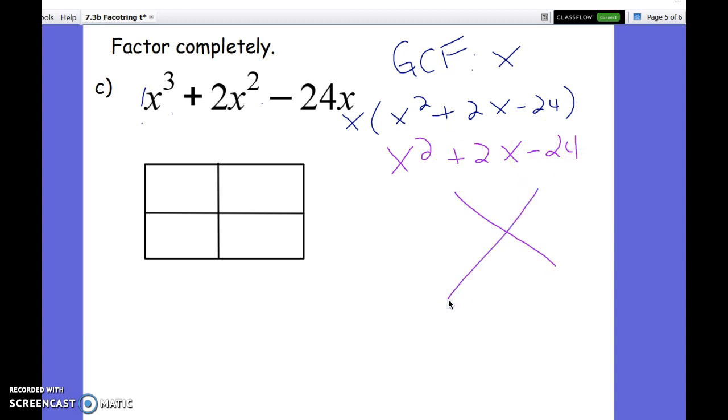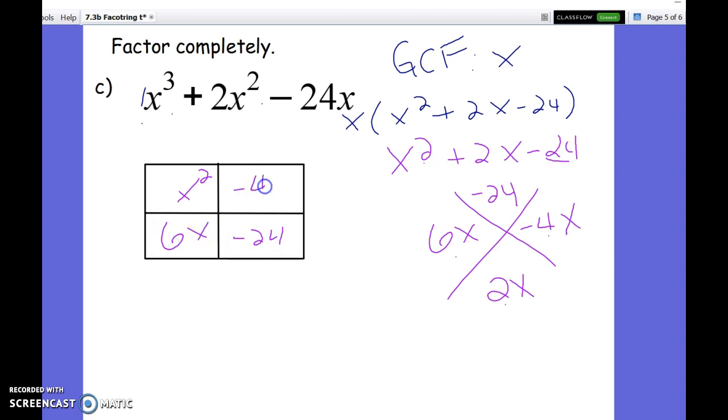Set up our puzzle. 1 times negative 24 is just negative 24. We want numbers that add to be positive 2x. Well, if we have 6x and negative 4x, 6 times negative 4 is negative 24. 6 minus 4 is positive 2. Let's fill out our box. So our x squared from our trinomial, our negative 24 from our trinomial, and then our 6x and our negative 4x that add to be positive 2x.